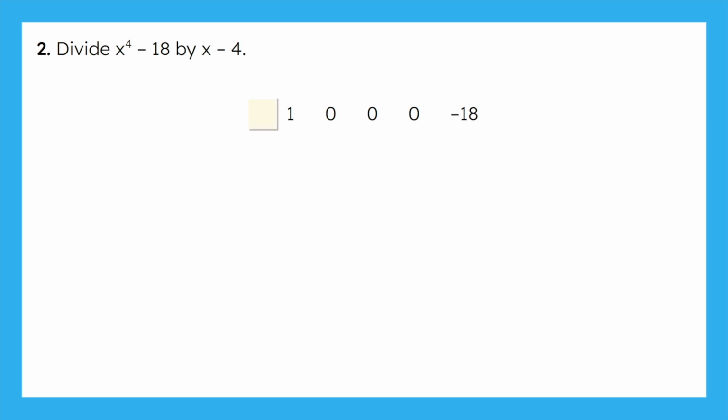Next, we need to find the root. Since we're dividing by x minus 4, we'll set that equal to 0 and solve, which gives us x equals 4. So 4 goes in our box right here. We're all set up. If you'd like to try this on your own first, pause the video here. The first thing we'll do is bring down this 1. 1 times 4 is 4. Add down to get 4.